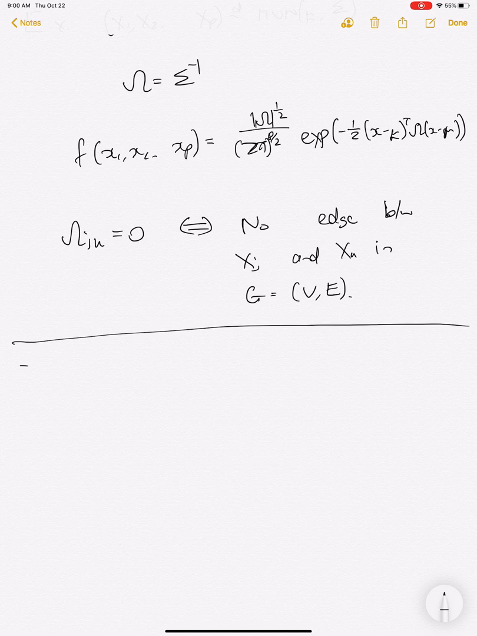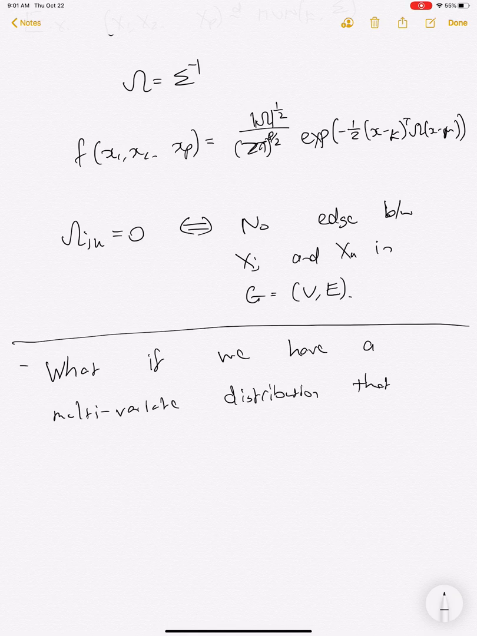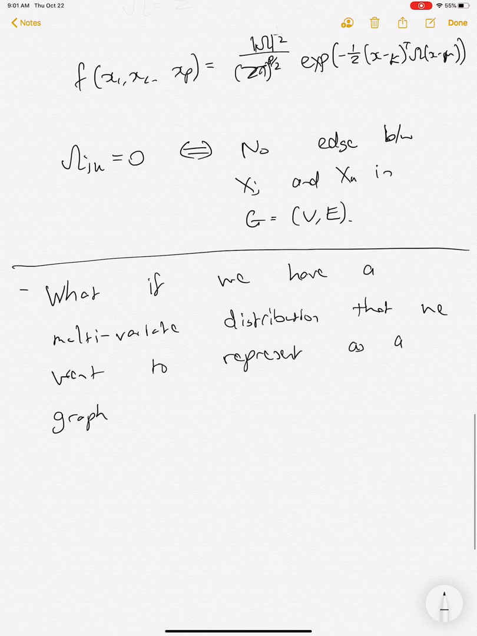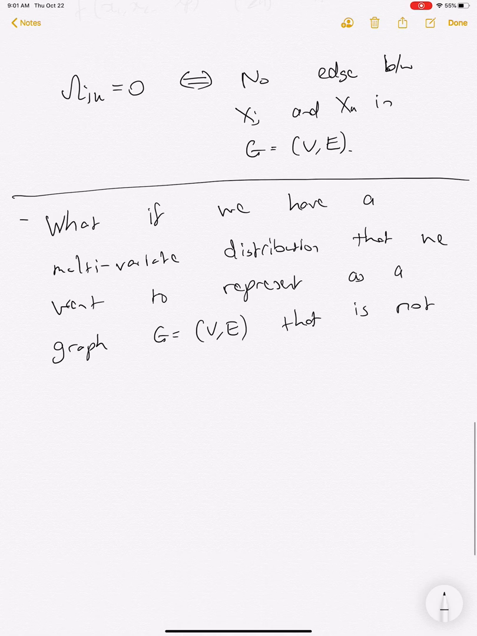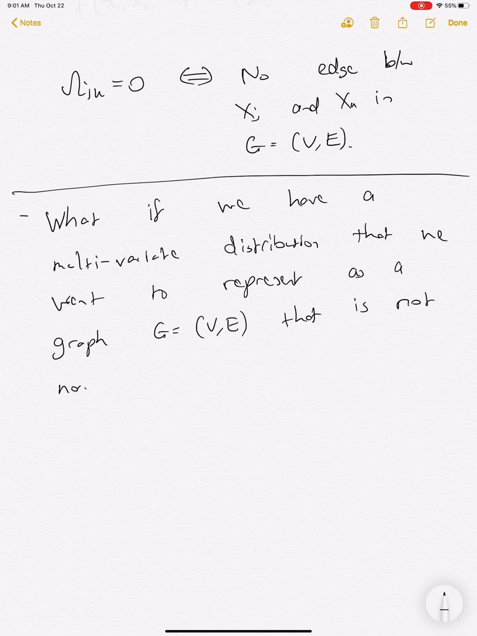we're going to think about this from a couple of perspectives. What if we have a multivariate distribution that we want to represent as a graph G equals (V, E) that is not normally distributed, or has a different data type?